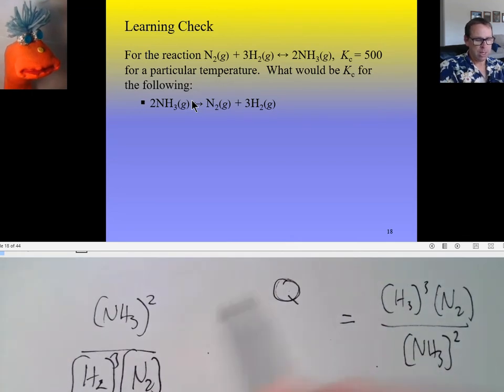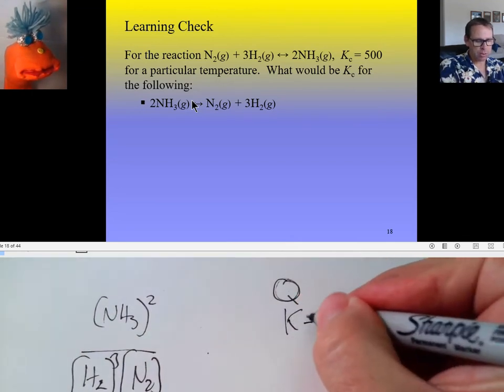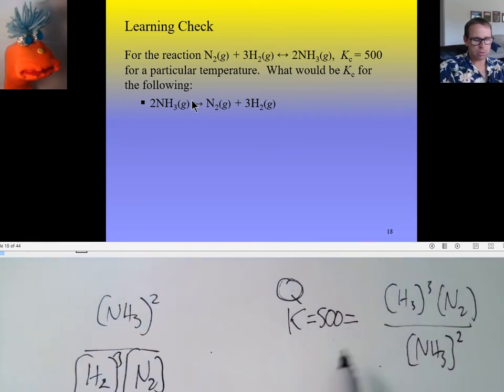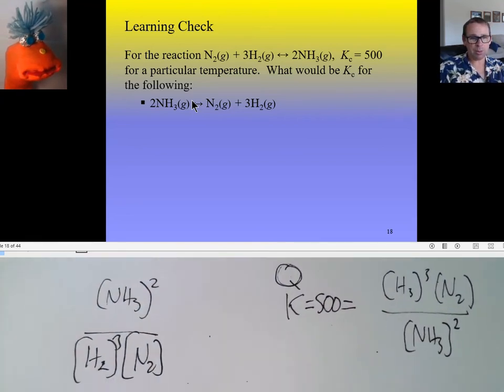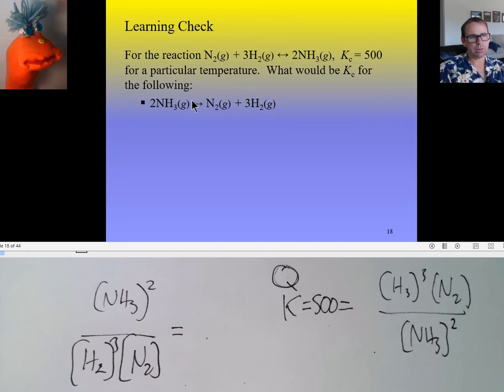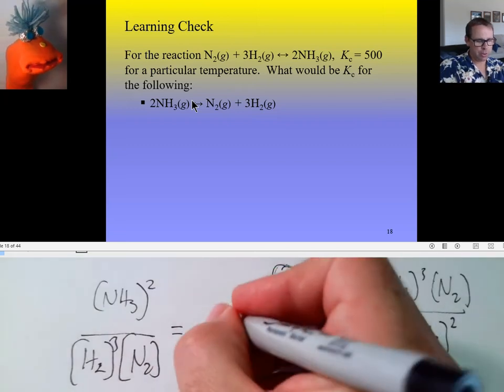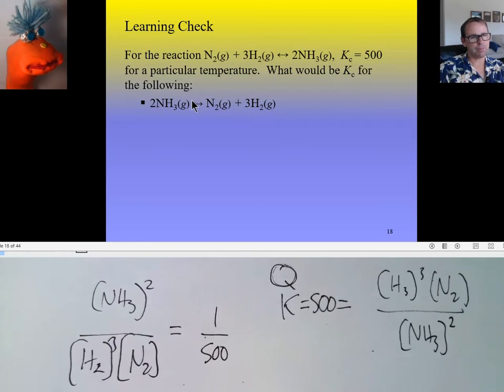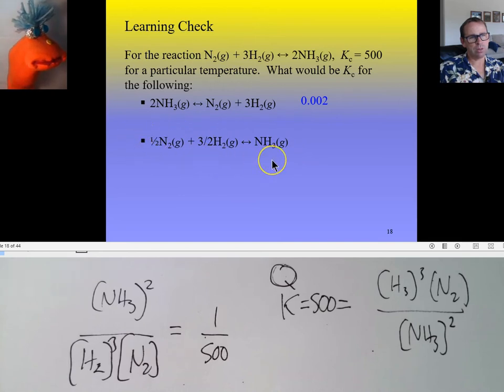And if we're told that the quotient will equal 500 when it's at equilibrium, and that's what K is, it's the quotient at equilibrium, then when this reaches equilibrium, it'll be what? 1 over 500? Very good, 1 over 500. Excellent job. Okay, what about this one? Do we know anything about this reaction here? Well, let's see. This reaction is the top reaction divided by 2, is that right?